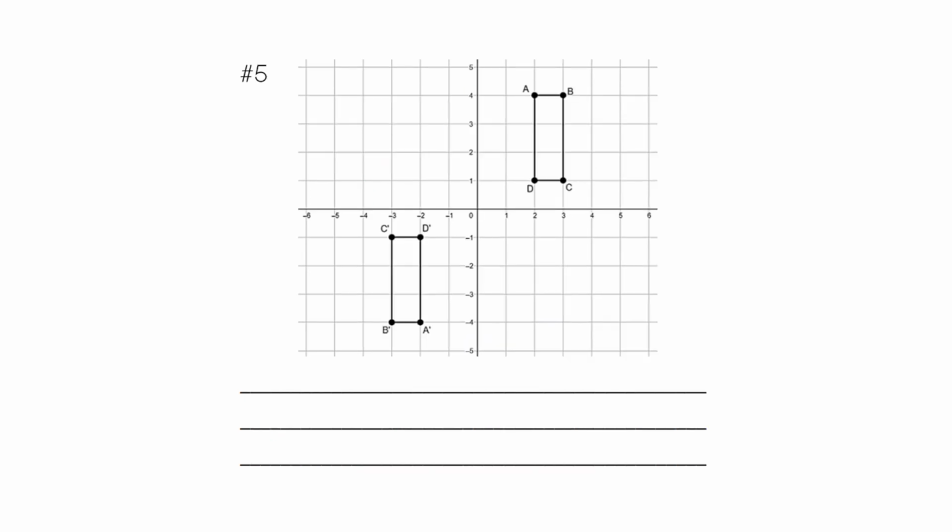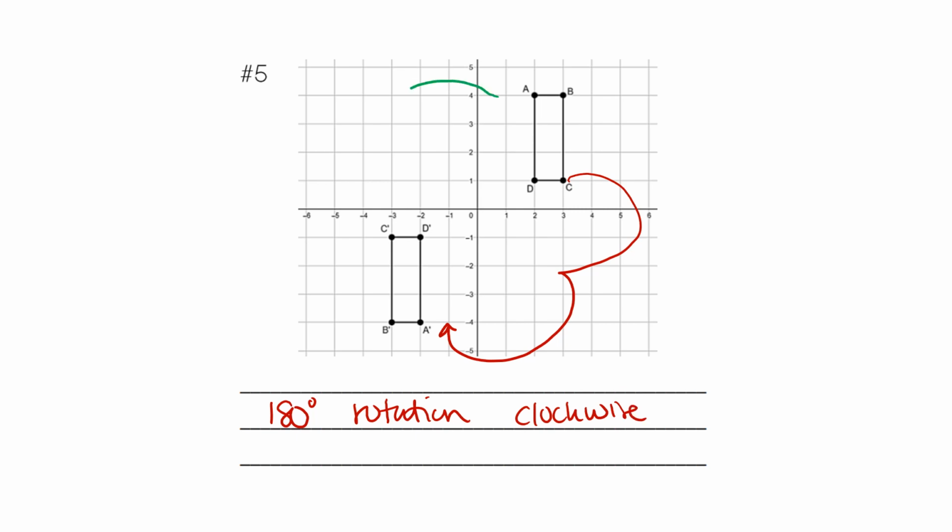In number 5, taking the rectangle on the right-hand side on top and rotating it to the bottom rectangle, it counts 2 sections. 2 sections is a 180-degree rotation. The direction I went first is clockwise, but we also know we can go the other direction and count 1, 2 sections as well. So it is also a 180-degree counterclockwise rotation.